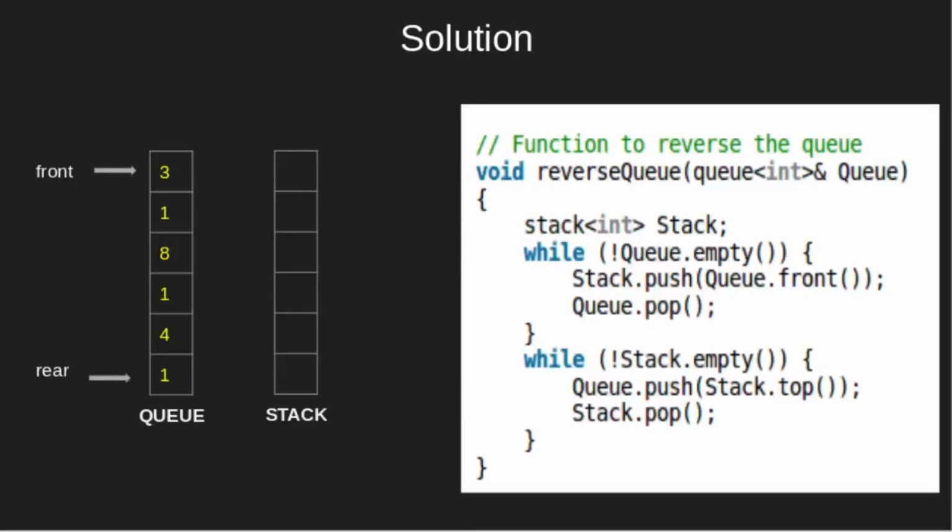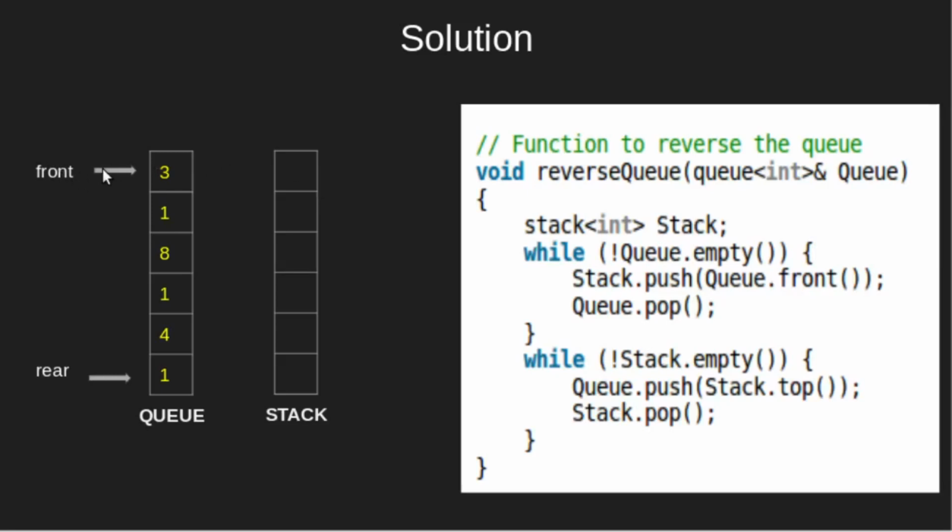Let's see its C++ implementation and understand it by taking an example. To solve this problem, we'll use two data structures, queue and stack. So, we have a given queue 3, 1, 8, 1, 4, 1. In code, in the first while loop, what we are doing is dequeuing elements from the queue and pushing them in the stack. So, we'll start dequeuing, and we'll dequeue 3 and push 3 in the stack.